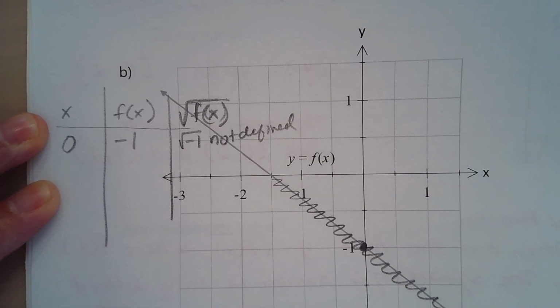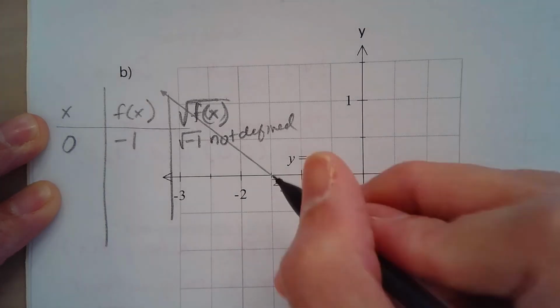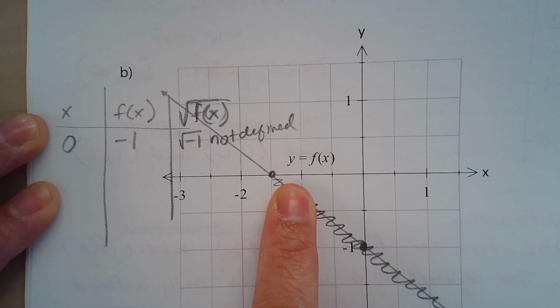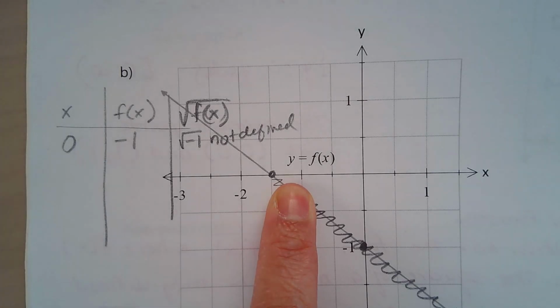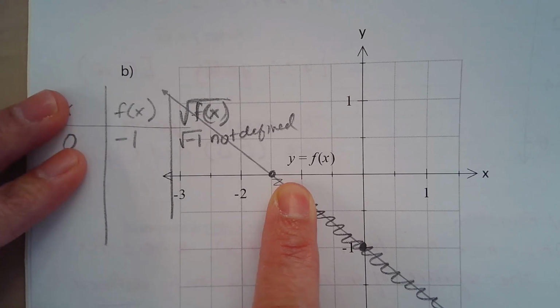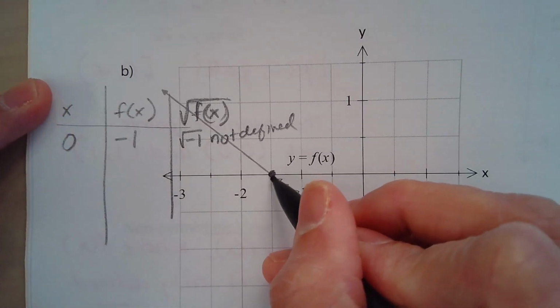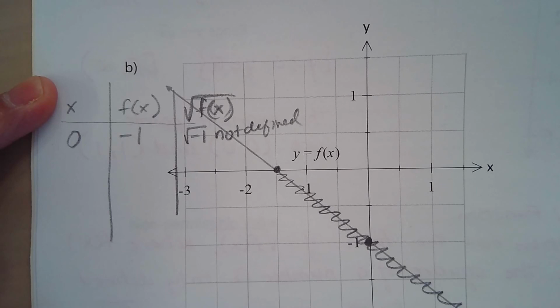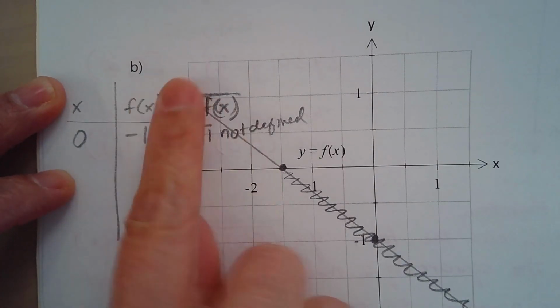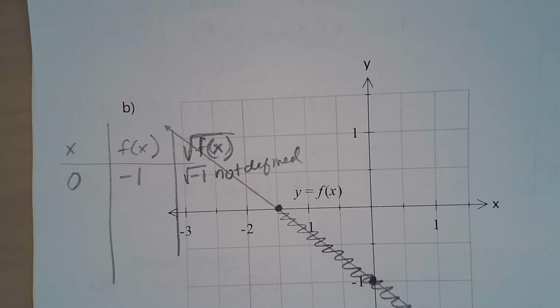Okay, so where is it going to start? Well, it's going to start right here. It's only defined for non-negative values, so that means 0. The square root of 0 is 0. And I'm going to erase this part because I'm going to need the space here.